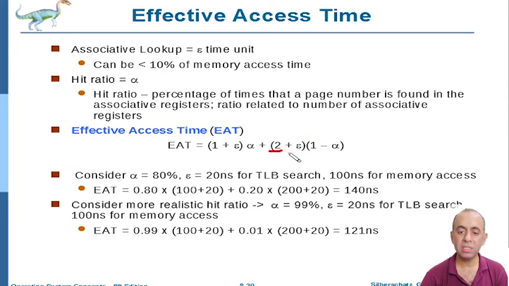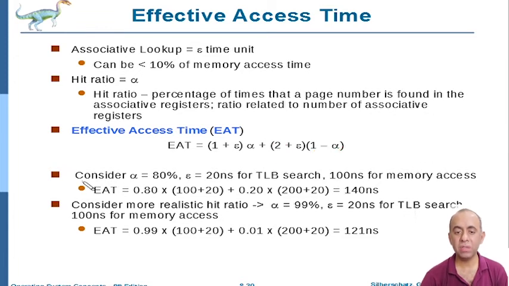2 memory accesses and 1 TLB access, because in case of a TLB miss, you will still need to first go to the TLB to find out that it is a miss, and when you find out it's a miss, you again go to memory, read the page table, bring the page table into the TLB in parallel, and then you go to the actual memory address you're trying to read.